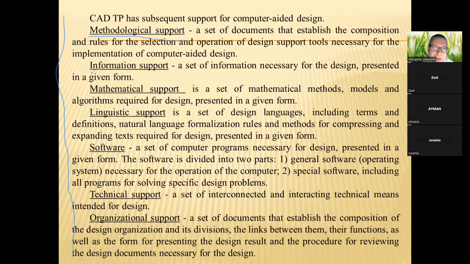Next type of support, information support. Information support is a set of information necessary for the design presented in a given form. The third type of support, mathematical support. Mathematical support is a set of mathematical methods, models, and algorithms required for design presented in a given form.